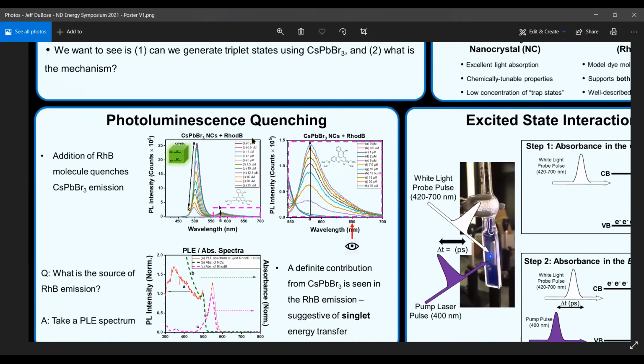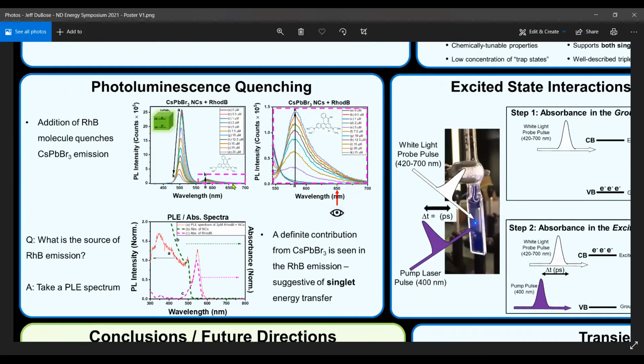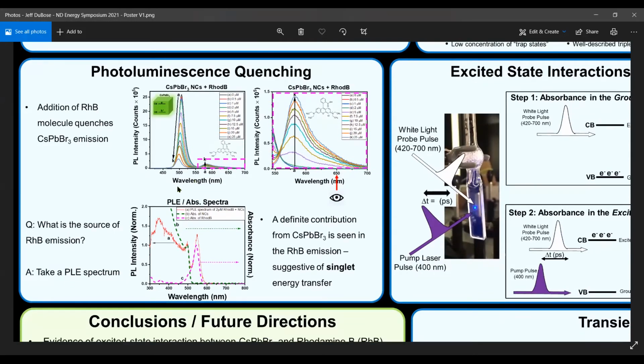If we start to look at the data that we get, as you've seen just now in Anthony's poster, one thing we could do is photoluminescence quenching. In this case, we have the nanocrystals. When we shine light onto them, they produce their own light. And as we add more and more of our rhodamine B molecule, we can see what happens to the emitted light from our materials.